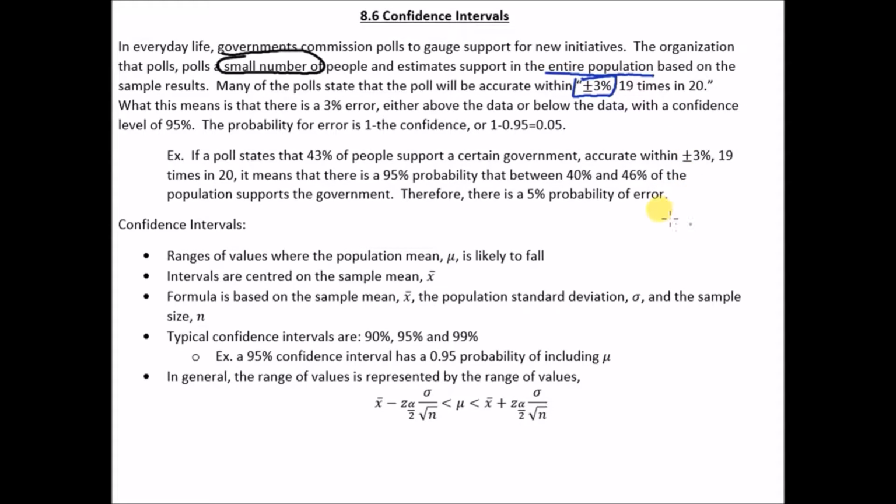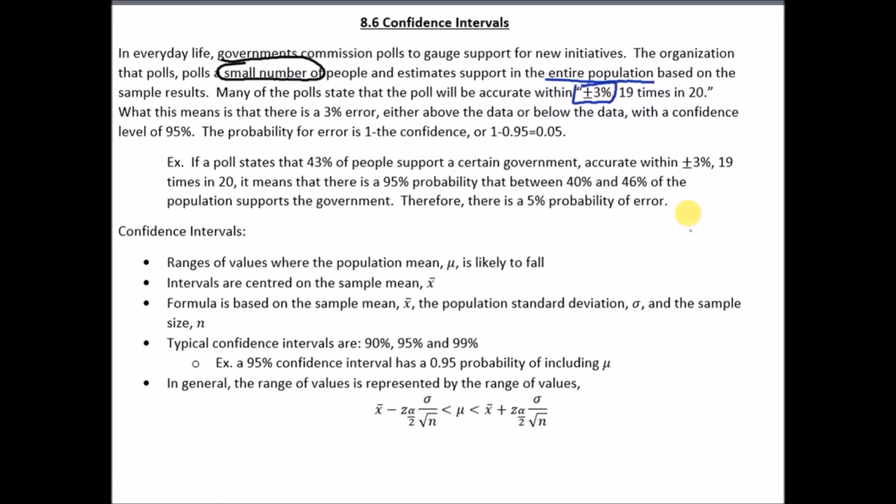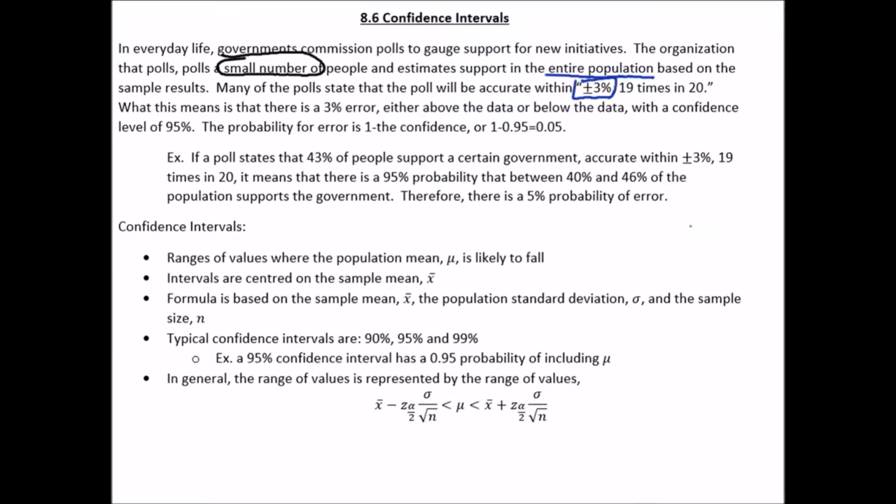Many of the polls state something that looks like this, plus or minus 3%. What that means is up 3% or down 3% from what they think the average is. Then it'll say something like 19 times out of 20. If we take 19 and divide it by 20, we know that's 95%.